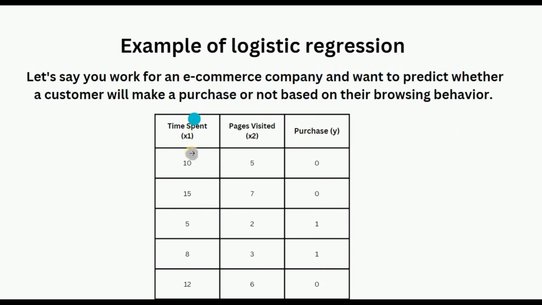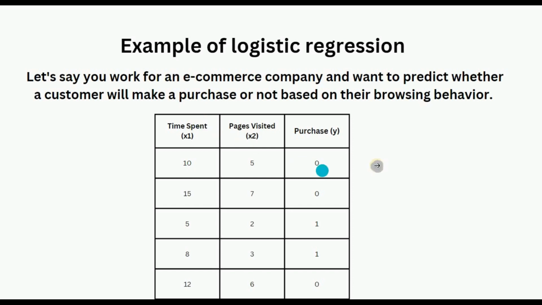Here we have time spent, page visits, and purchase. We have a website where an e-commerce company wants to predict whether the customer will purchase or not on the basis of their browsing behavior. They will spend some time on the website, they will visit a certain number of pages, and whether they will purchase or not. So this is categorical data here: 0 stands for not purchase, 1 stands for purchase.